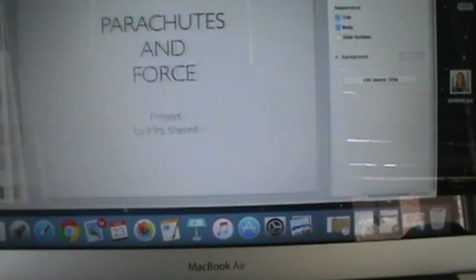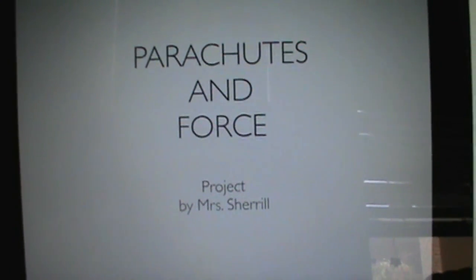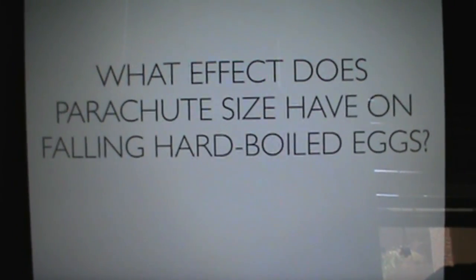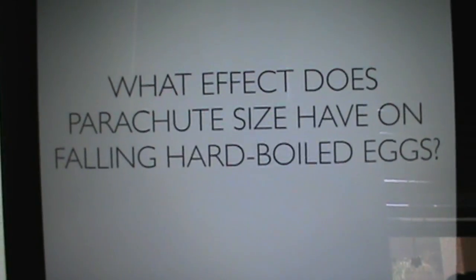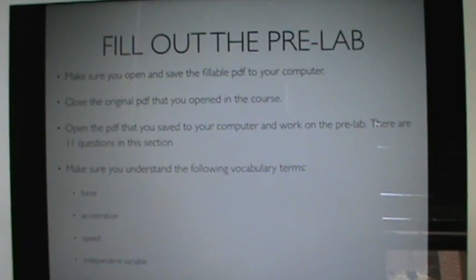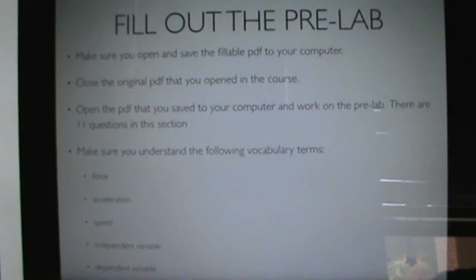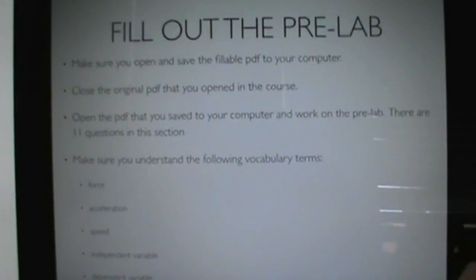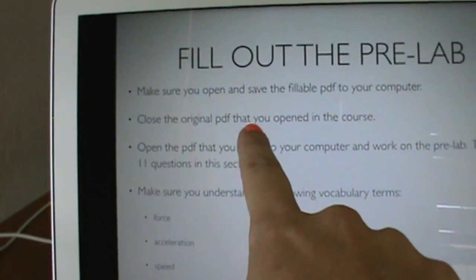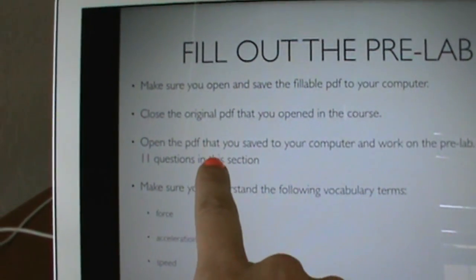All right, so let's go through and talk about this Parachutes in Force project. Your question is, what effect does parachute size have on falling hard-boiled eggs? Remember, you're going to make 3 parachutes of different sizes. So the first thing you need to do is fill out your pre-lab before you start doing anything. Like I said, make sure you open and save the fillable PDF. You close that original PDF that you opened in the course so you don't get confused. And then open that PDF you saved onto your computer.